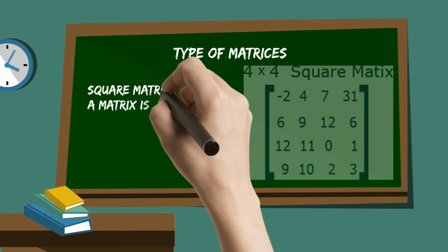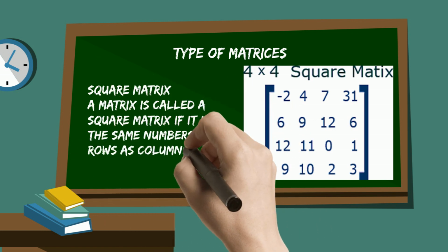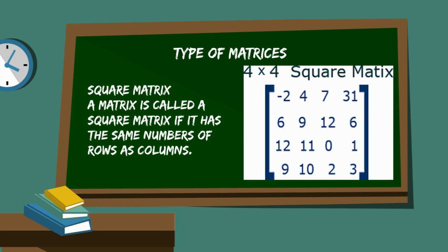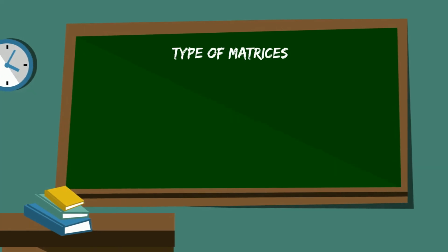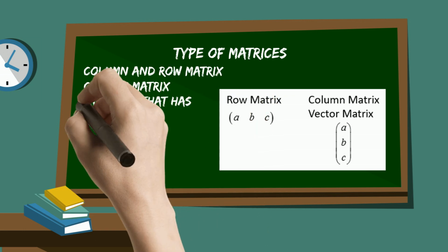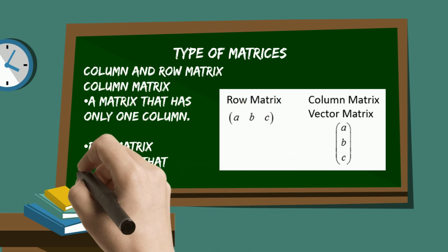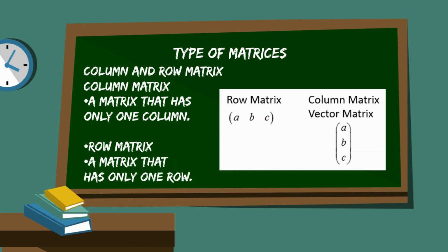Square matrix. A matrix is called a square matrix if it has the same number of rows and columns. Column and row matrix. A column matrix is a matrix that has only one column. A row matrix is a matrix that has only one row.